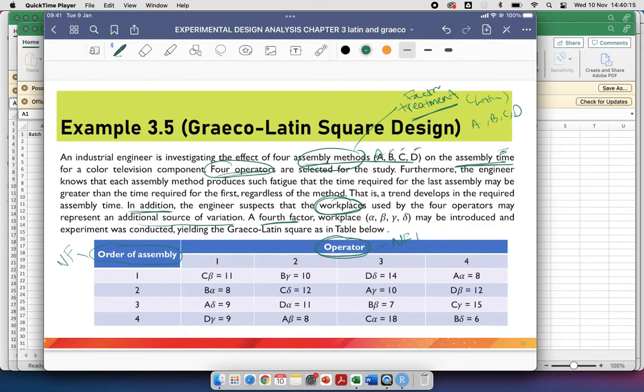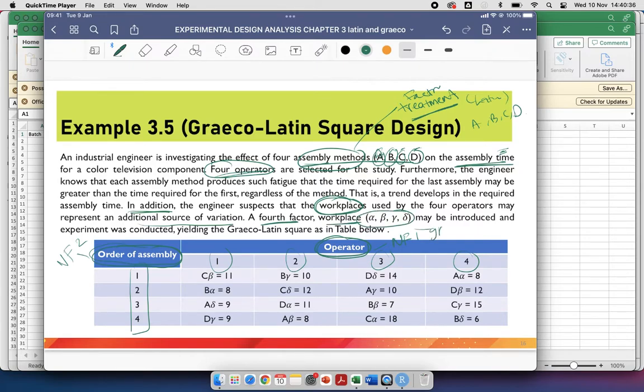This one. And then dia ada nuisance factor yang kedua iaitu order of assembly. So dia ada 4 order. Dan juga dia mesti ada 4 operator. Sama. Okay. Dia ada berapa treatment? Dia mesti juga ada 4 treatment A, B, C, D. Okay. Tengok nuisance factor yang keempat iaitu workplace. Workplace dia represent by Greek letter.